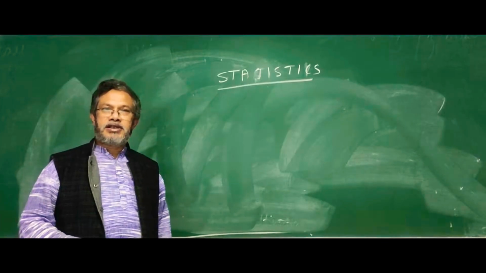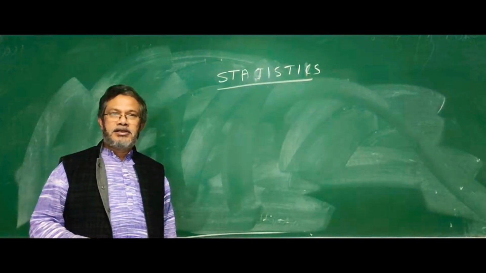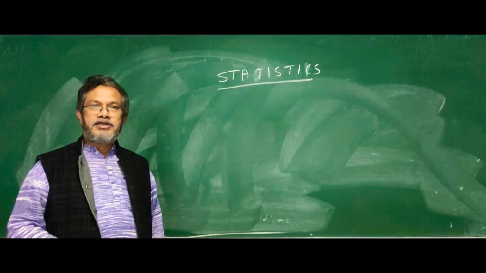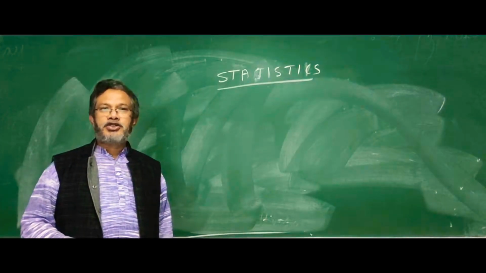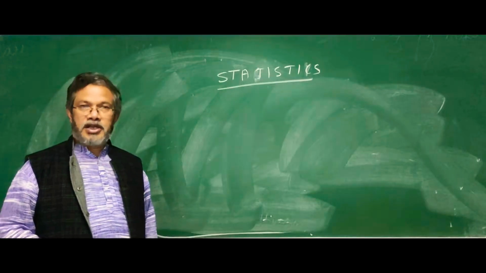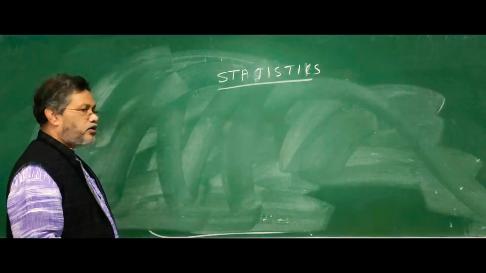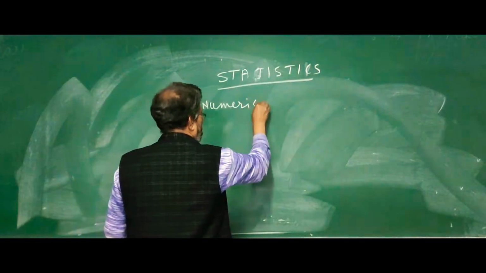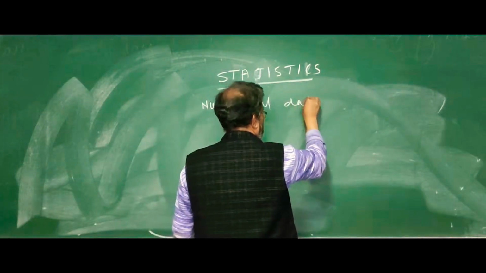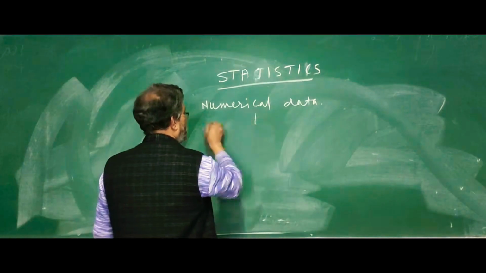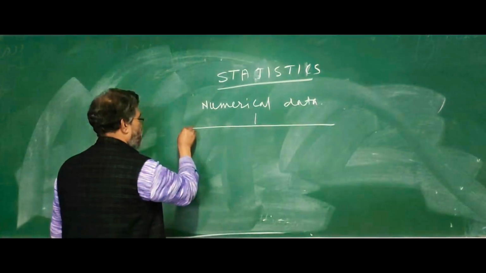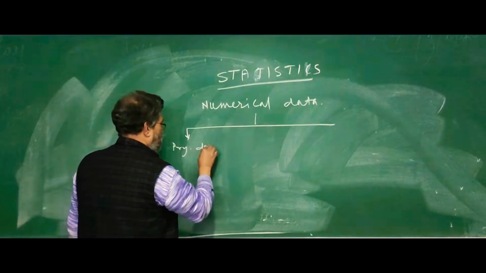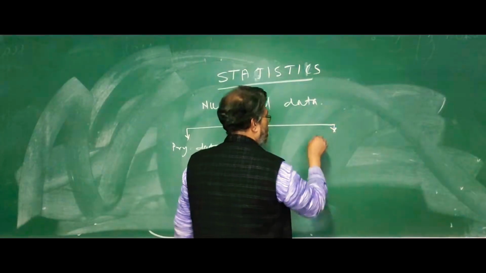Whatever I discussed in my last class, in continuation of that, today we talk about numerical data, its different types, its collection, scrutinization. First, think about the numerical data. It may be two types: primary data and secondary data.